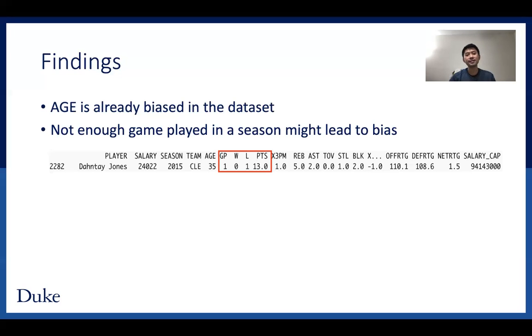The second finding is that not enough gameplay in a season might lead to bias in our model. For example, Dante Jones only played 1 game, but he played well in that game. We predicted his salary next year would be good, but actually it's low.